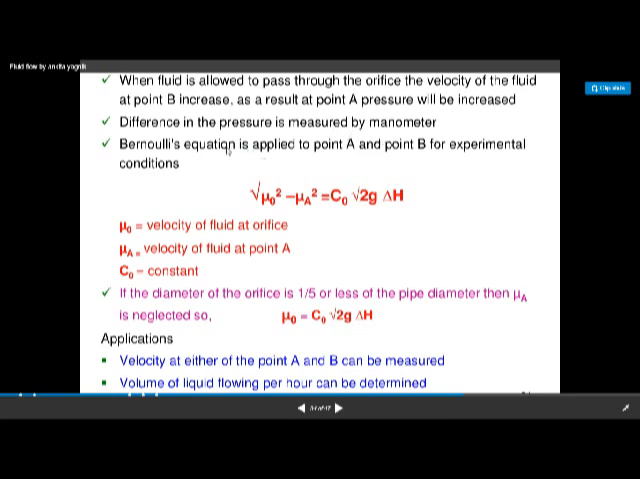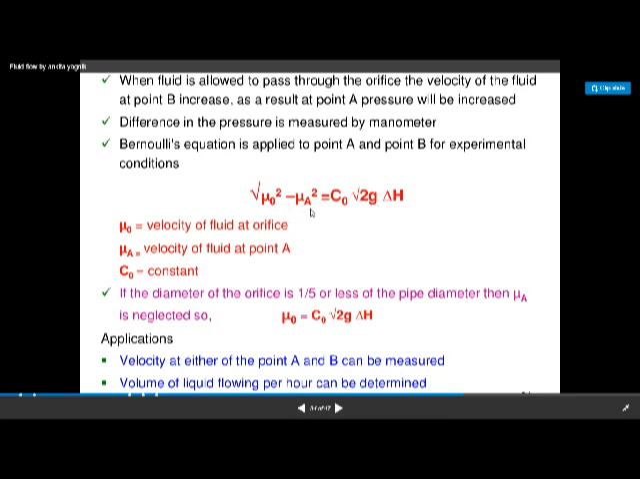Bernoulli's equation is applied to points A and B for the experimental condition, and we get, according to Bernoulli's equation, u0 square minus uA square, that is the velocity at the orifice. 0 means orifice and A means point A. The difference in velocity, under root of u0 square minus uA square, is equal to C0 under root of 2g delta H, right?